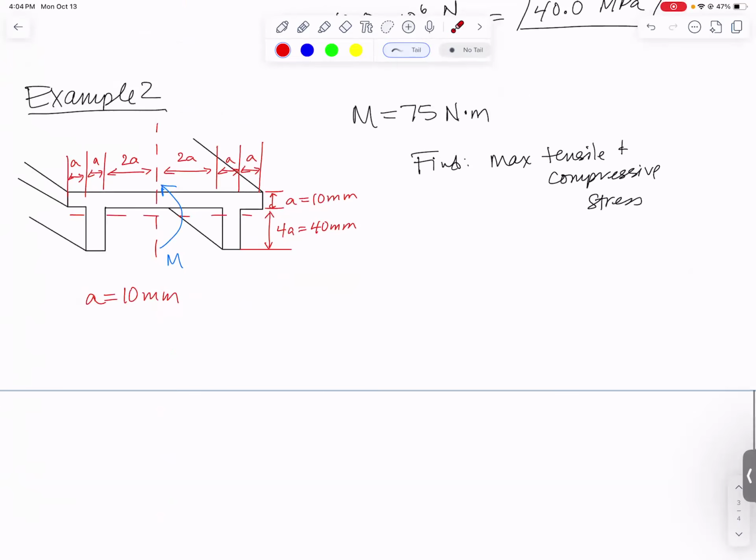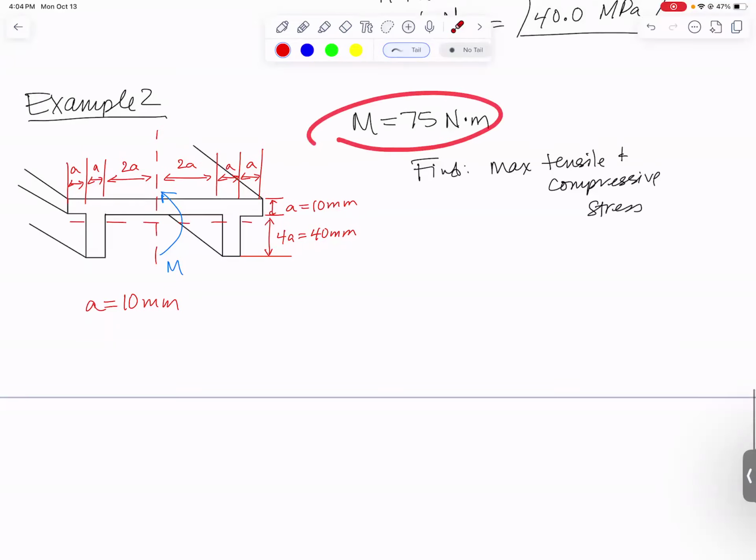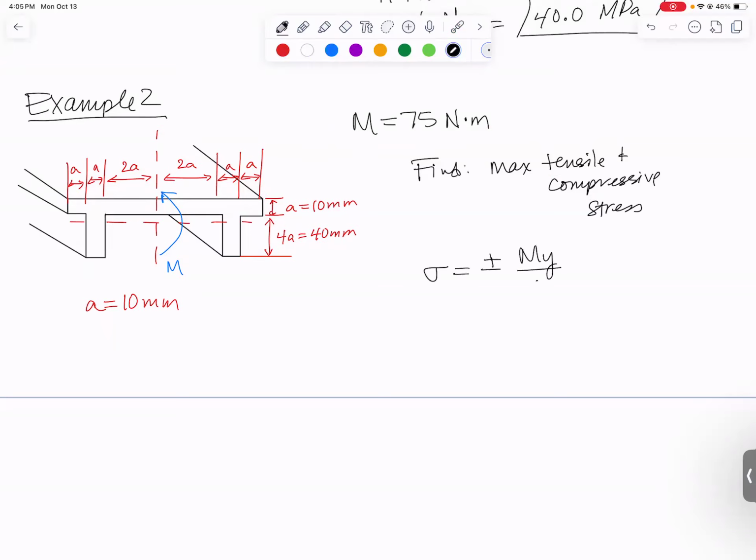So here is my second example. It's a kind of complicated drawing, but it's got a bunch of A's in it, and A is just equal to 10 millimeters. So the entire width would be 8 times A, 80 millimeters, and the entire height looks like it's 50 millimeters. We're given M. We are asked to find the max tensile and compressive stress. So again, our main governing equation is stress is plus or minus My over I.